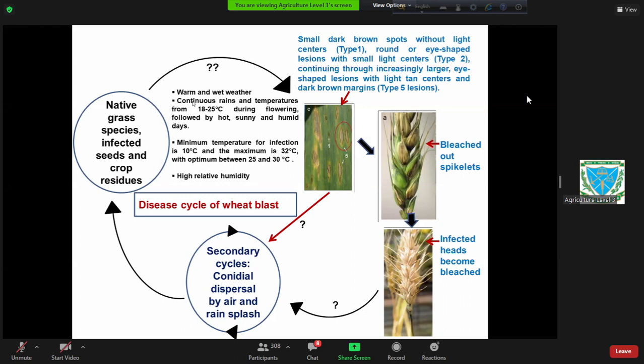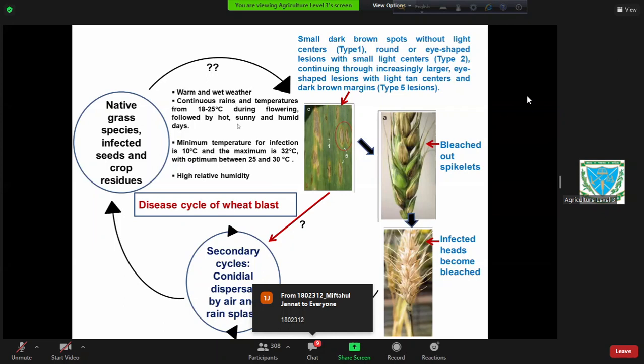If the weather conditions prevail, like continuous rain, and after rain there is warm and wet weather, with temperatures of 25 or 30 or more than 30, then the spikes and spikelets become infected. Usually infection starts from the tip and proceeds downward. Here you see the bleached spikelets. Lots of spores are produced, and these then transmit to and infect other plants. We call it the secondary cycle or secondary infection. Usually, secondary dissemination of the conidia takes place by air and rain splashing.